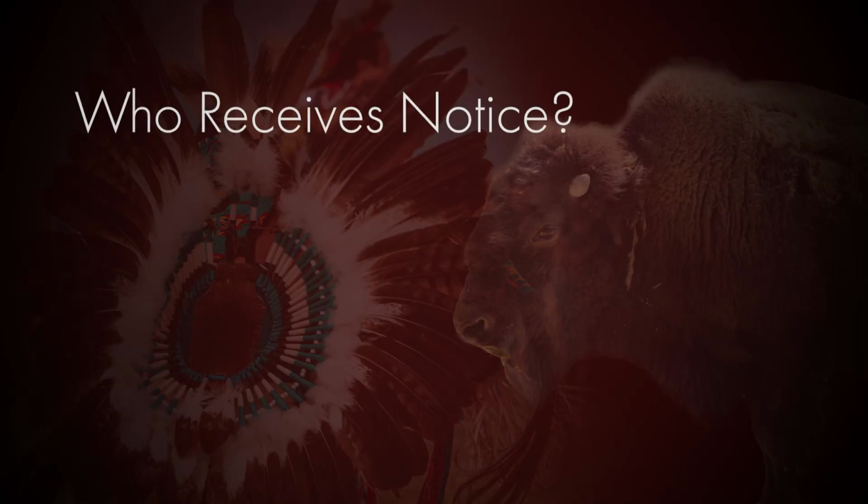In any involuntary proceeding in a state court where the court knows or has reason to know that an Indian child is involved, the party seeking the foster care placement of or termination of parental rights to an Indian child shall send a notice to the child's parents, the Indian custodian, and the Indian child's tribe or tribes.